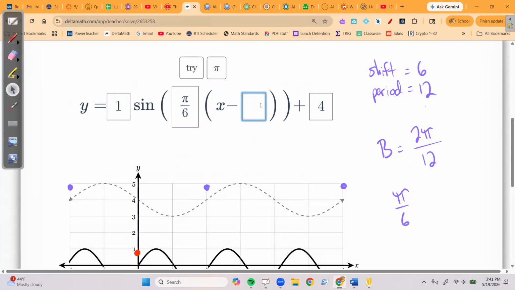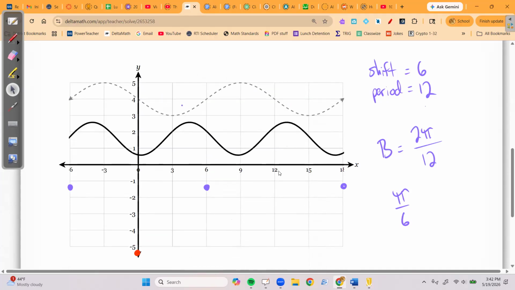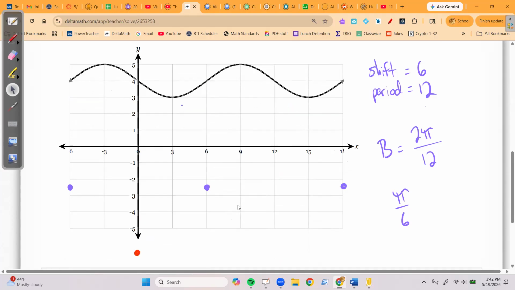And then the x minus, since it shifted to the right, at least that's how we perceived it. By the way, it could be left, and then you just have to put in a negative value for your horizontal shift. So in our case, since we shifted 6 to the right, we're just going to type in 6 and give it a shot. So that's it. Cool. Not much to it, right? B is the kicker.